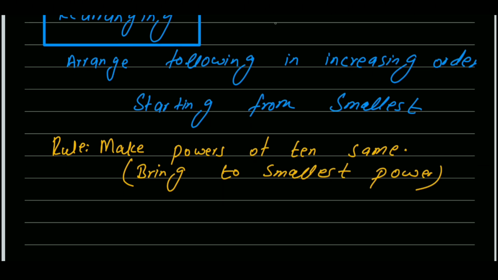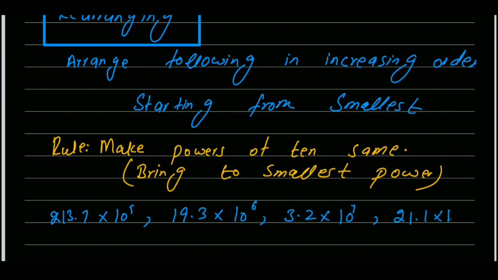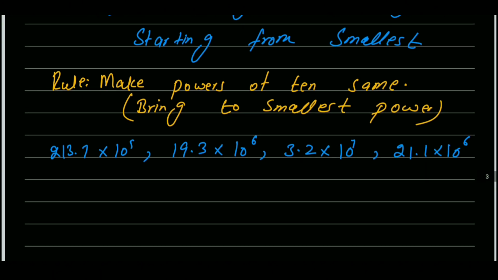Okay. The question is 213.7 multiply 10 raised to power 5. Second is 19.3 multiply 10 raised to power 6. Third is 3.2 multiply 10 raised to power 7. And the last is 21.1 multiply 10 raised to power 6. How to arrange it? First of all, make all the powers same. So the smallest power is 5. We will make all the powers 5.